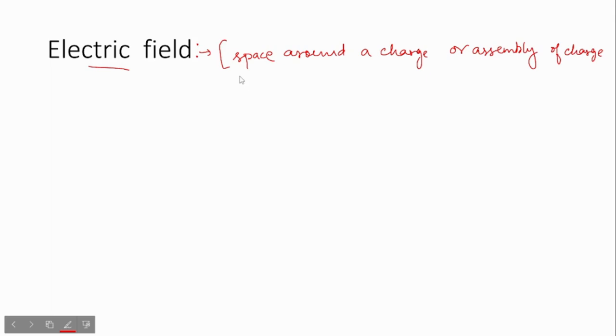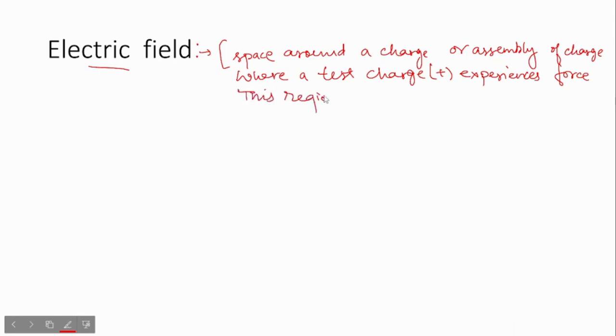Where a test charge experiences force. Why have we taken a positive charge? Generally the positive charge is taken because the force on a positive charge is in the direction of the electric field. So that's why we have taken the positive charge. If it experiences force, then this region will be called an electric field.